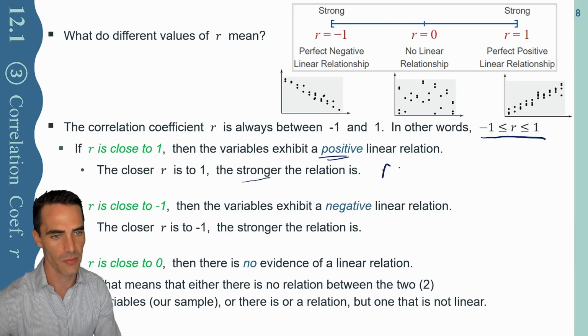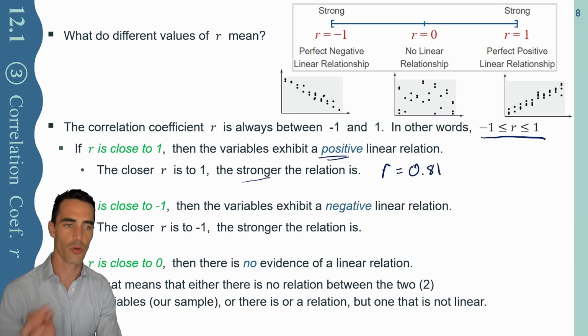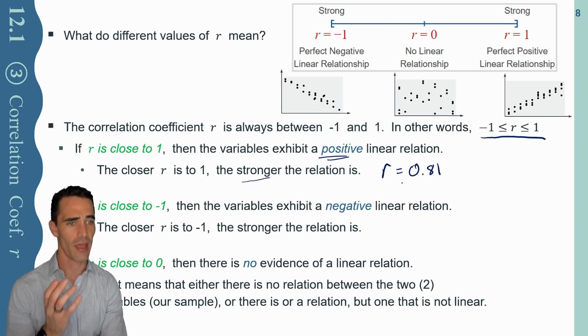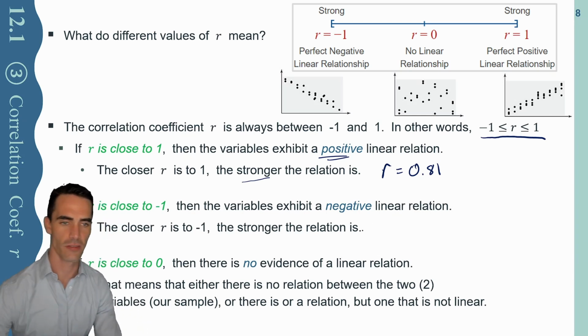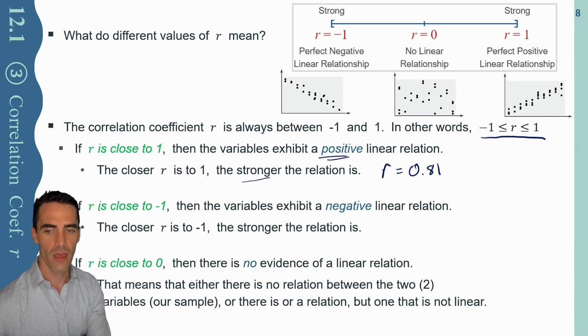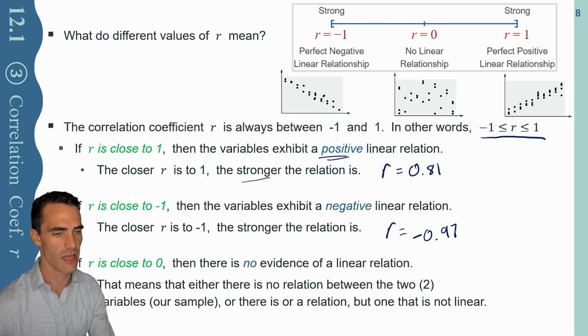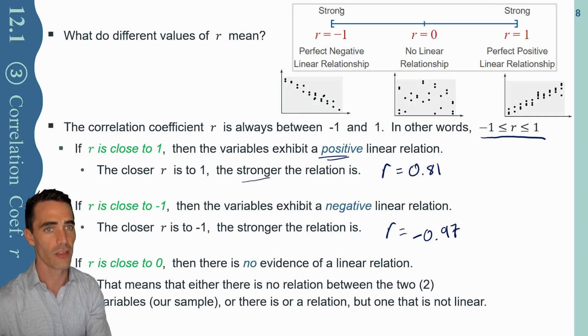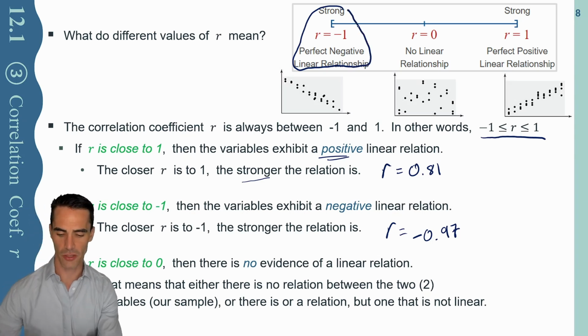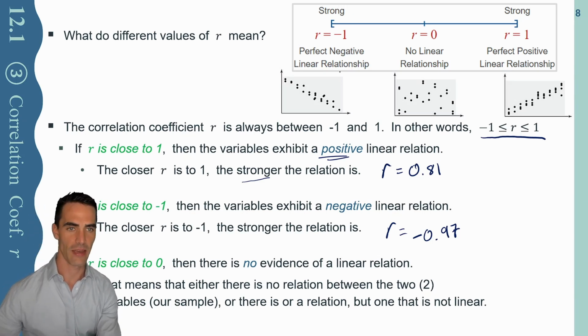A nice example would be if you computed R equal to 0.81. That's a pretty strong relationship. Now, how strong or how significant, we'll get into at the end here. R is close to -1, maybe R is equal to -0.97. Ooh, that is a very close relationship. In fact, that's very close to a perfect linear relationship. I'll show you a picture in the next slide.